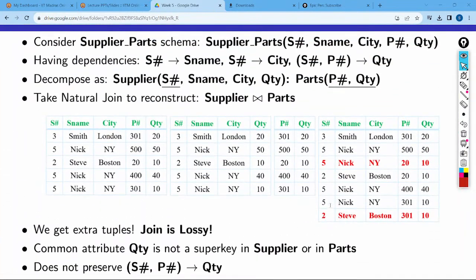Okay, so let me also tell you how they divided it. How did they divide it?